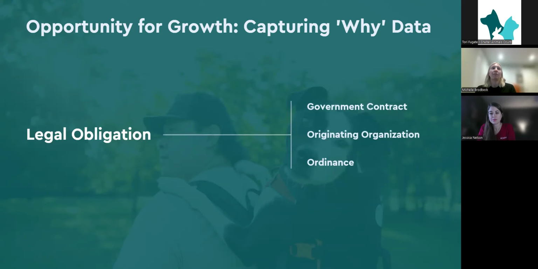And then we have legal obligation, which would include government contracts, originating organization, and that would be transfers due to things like you take in an animal, it's microchipped to another organization, they want that animal back, you would transfer that animal back to them, or to them in the first place, as they are the originating organization. And then finally, ordinances related to laws in your community that might require you to transfer.